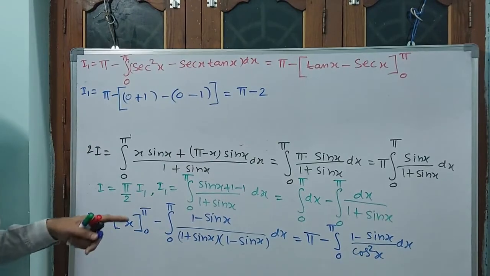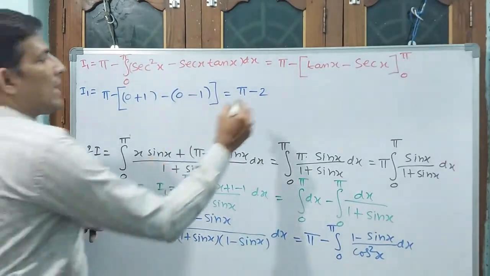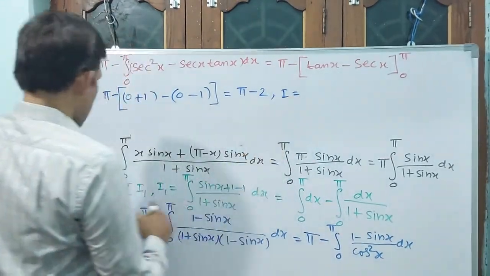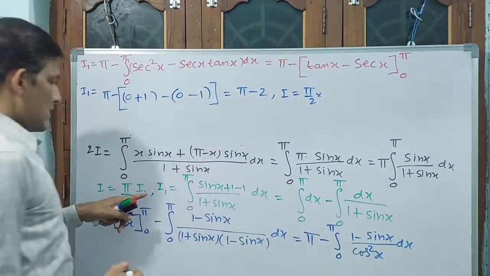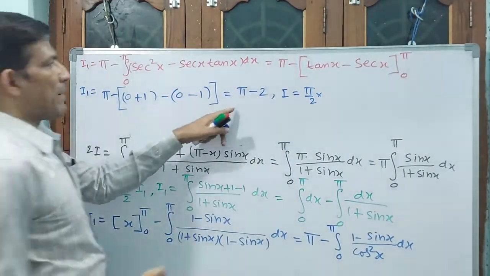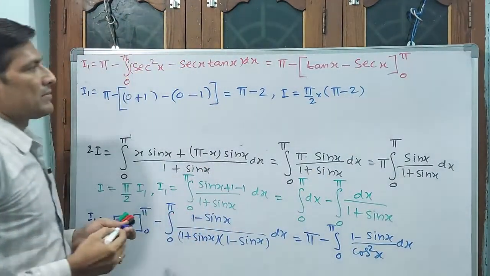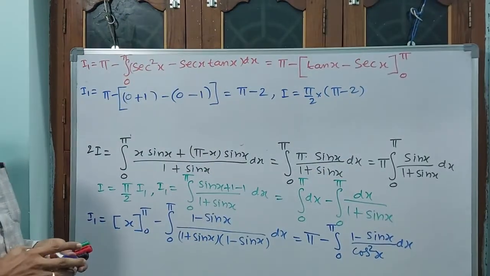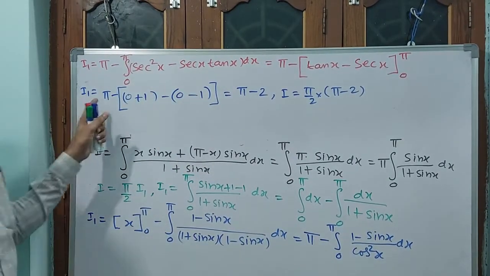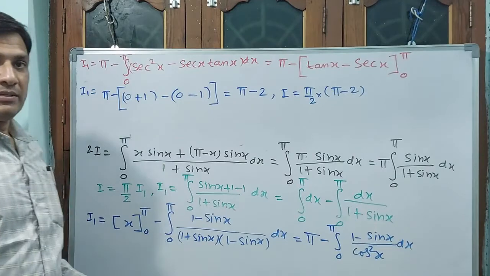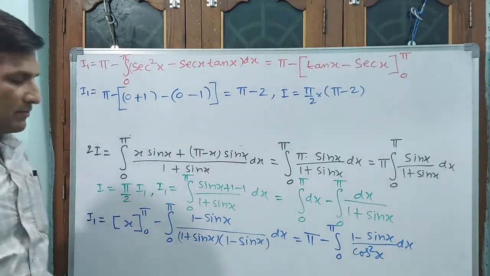See, pi minus 2 is the value of I1, but you require value of I. Write down again. I is equal to pi by 2 into I1. I1 value is this one, pi minus 2. You understand? Pi by 2 into pi minus 2. This is the final answer for your question number 32. Okay? Take this, we will go for 33 question.